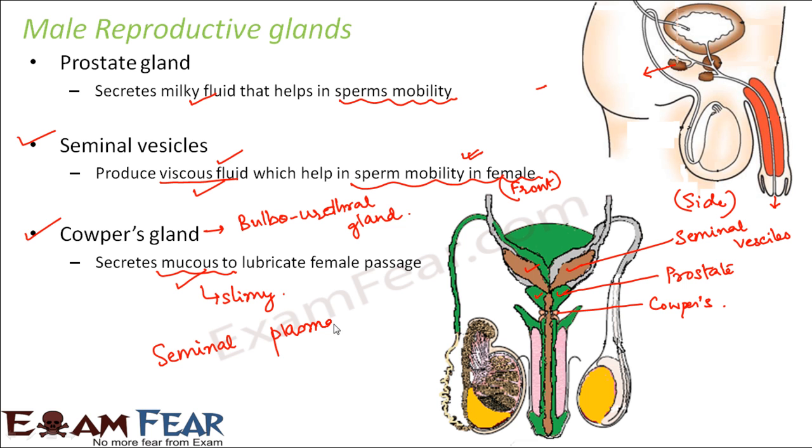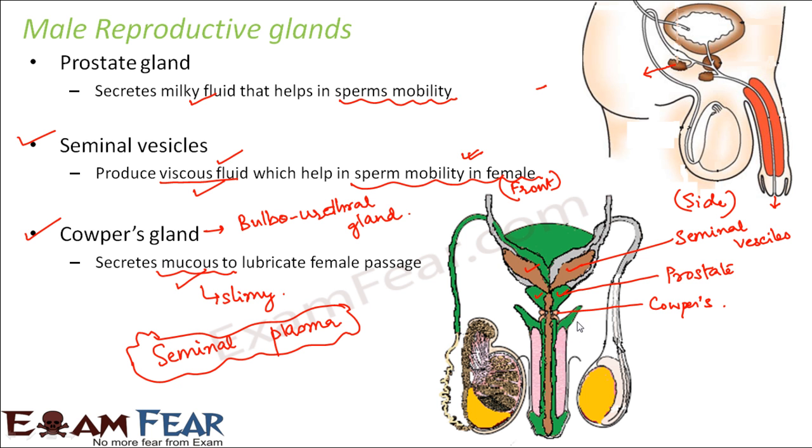So seminal plasma is a fluid which is made up of the secretion from all the male reproductive glands, and this seminal plasma is very rich in sugars like fructose, calcium, enzymes. So it is very much rich in all these things. Now within this seminal plasma are present the sperms, and due to the presence of all these fluids, the mobility of the sperms improves. So this is the function of the male reproductive gland. So by now you know the different structures of the male reproductive system. So I think these three glands are clear.